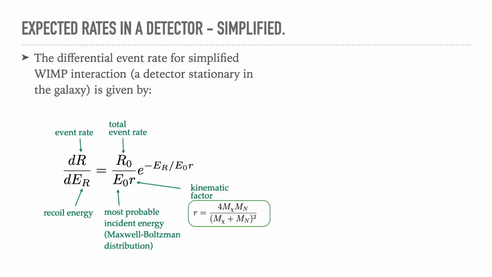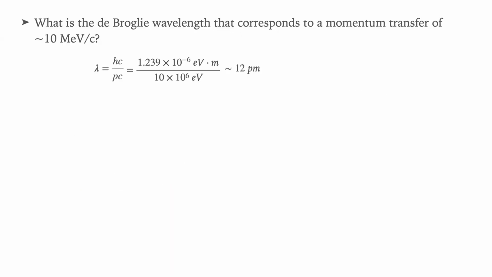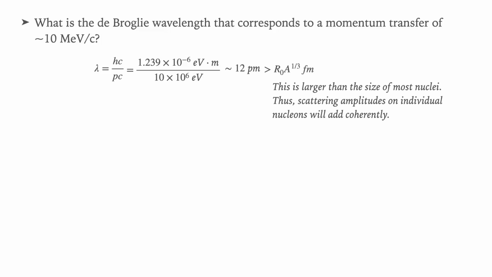Why is this interesting? This is interesting because this 12 picometers is much greater than the size of most nuclei. So the size of most nuclei goes as R0 A to the 1/3. So what this means is that the elastic scattering amplitude on an individual nucleus will add coherently. So you sometimes hear this A squared coupling that we get, or this A squared enhancement, comes from just thinking about the de Broglie wavelength.